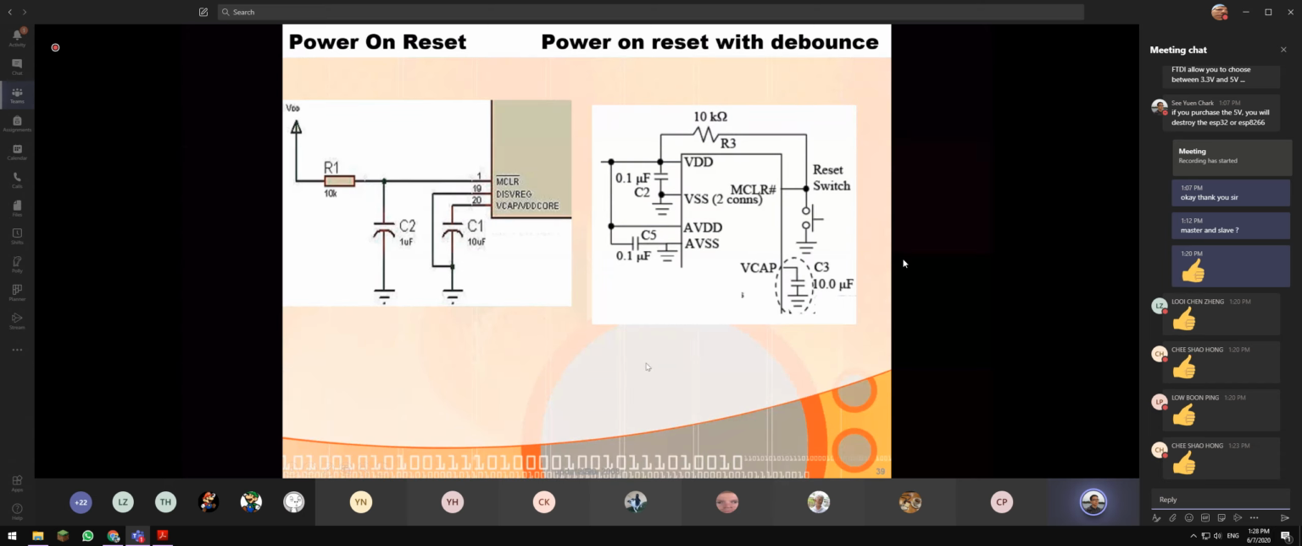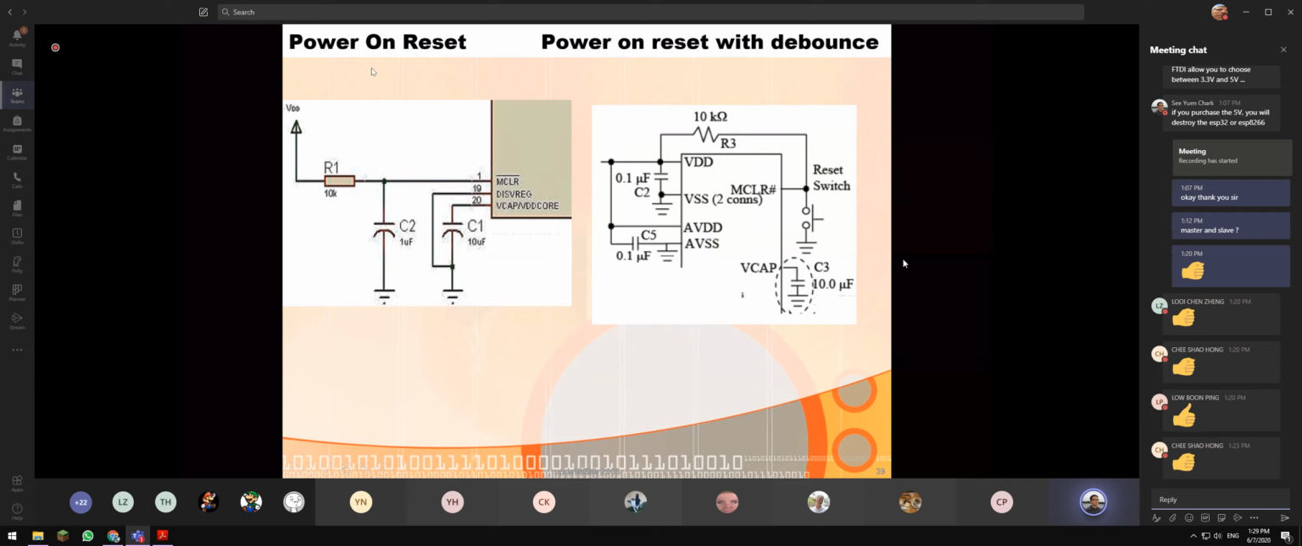Okay, let's look at something more technical now. Power-on reset and power-on reset with bounce. This one is actually to test your understanding of circuits. You already learned circuit theory, and you also learned circuits, signals and systems, correct or not? So they have two circuits over here, and there are a few interesting things that you need to look into. First, let's look at the power-on reset.